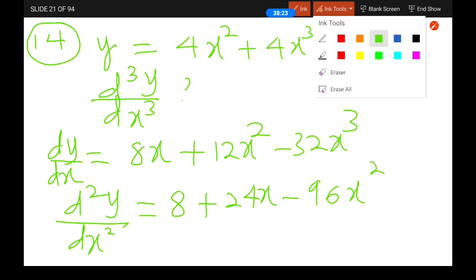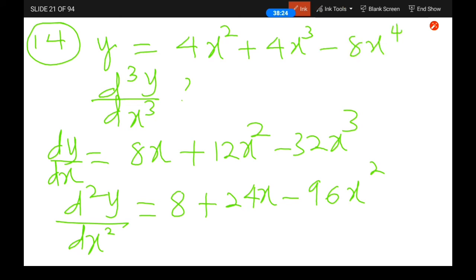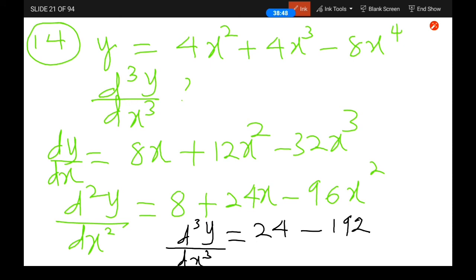Then finally, based on what we have to calculate now, d cube y over dx cube. That will be equals to, if you differentiate 8, you get 0. If you differentiate 24x, you get 24. Negative 2 will come down. 2 times 6, 12. Then 9 times 2, 18, plus 1, 19. 2 minus 1. So we have d cube y over dx cube.